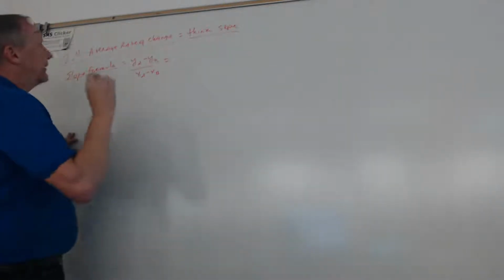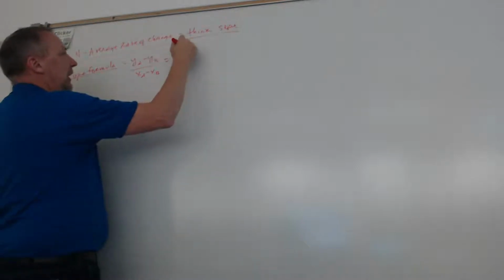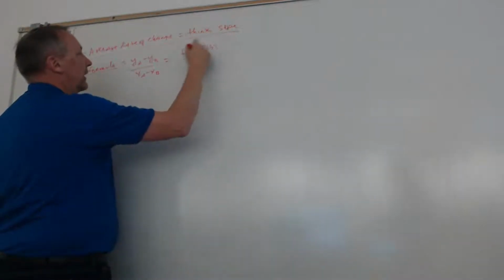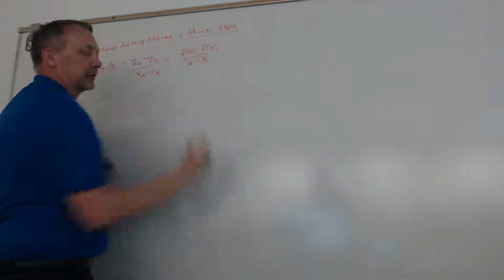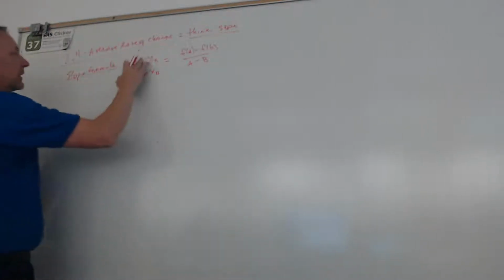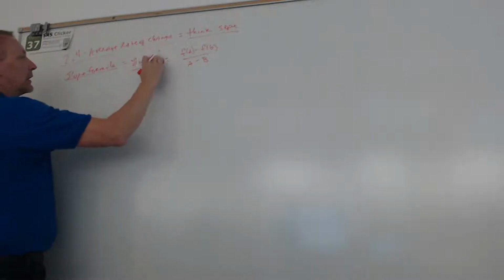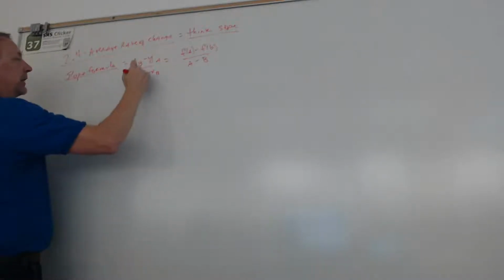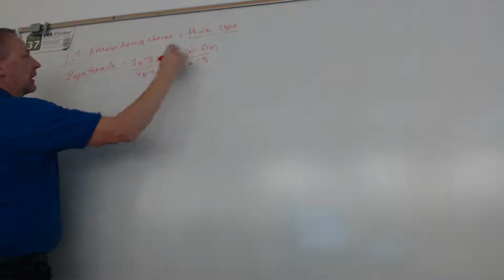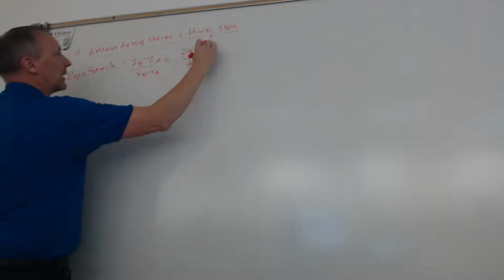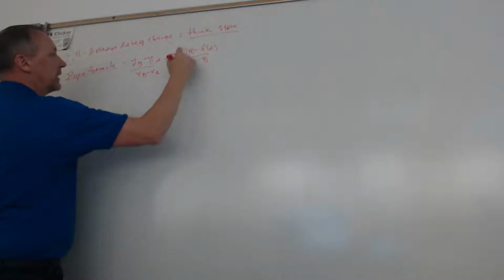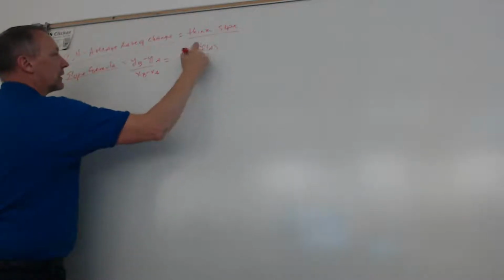Now, the average rate of change is f of a minus f of b divided by a minus b. Now, I think they did it backwards in the book, but like I said, it doesn't really matter. If I change this to B and A, I'm going to change this to B and A. Have I really done anything?